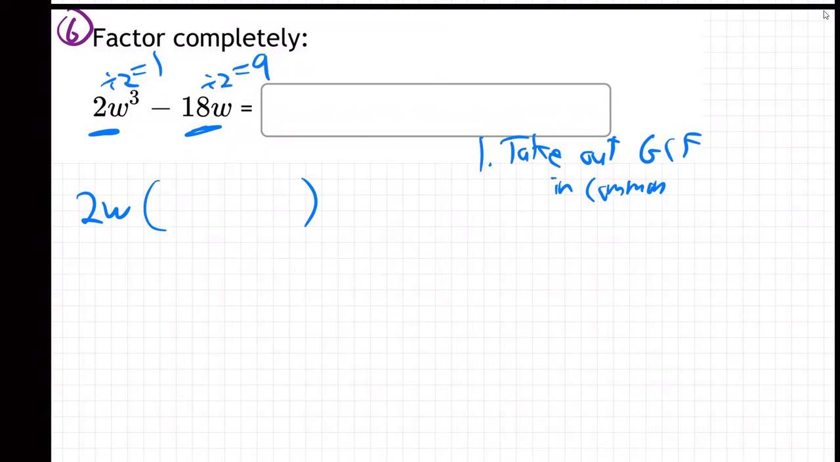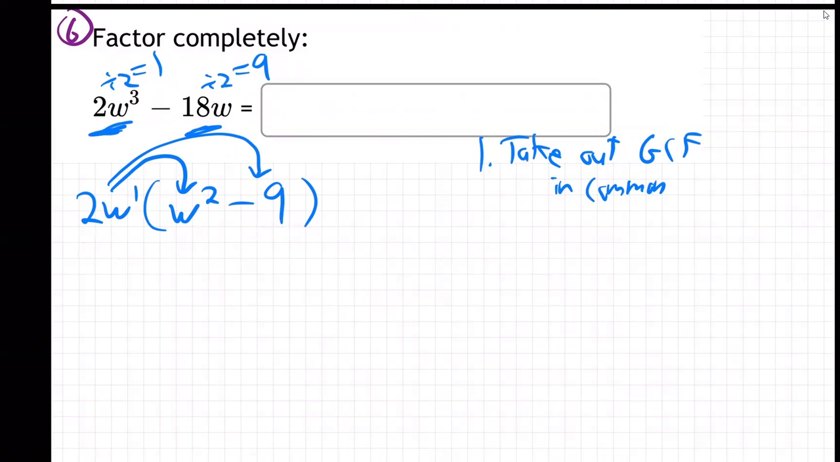Okay, so what goes on the inside? Well, 2W times what? We go back to 2W cubed. W squared, right? Because the invisible 1 power and 2 power add. And then 2W times what? This would be minus 9, because 2W times 9 would be minus 18W. Now, are we done here? No, this part can go further.